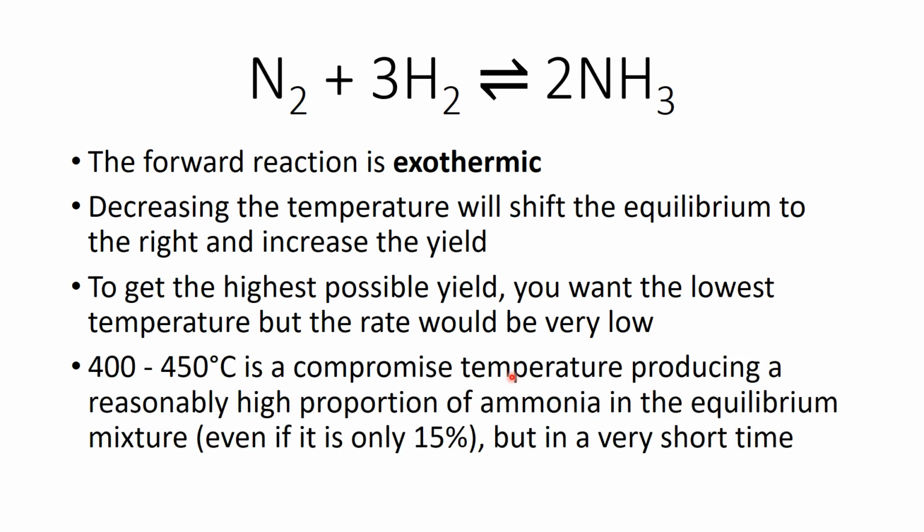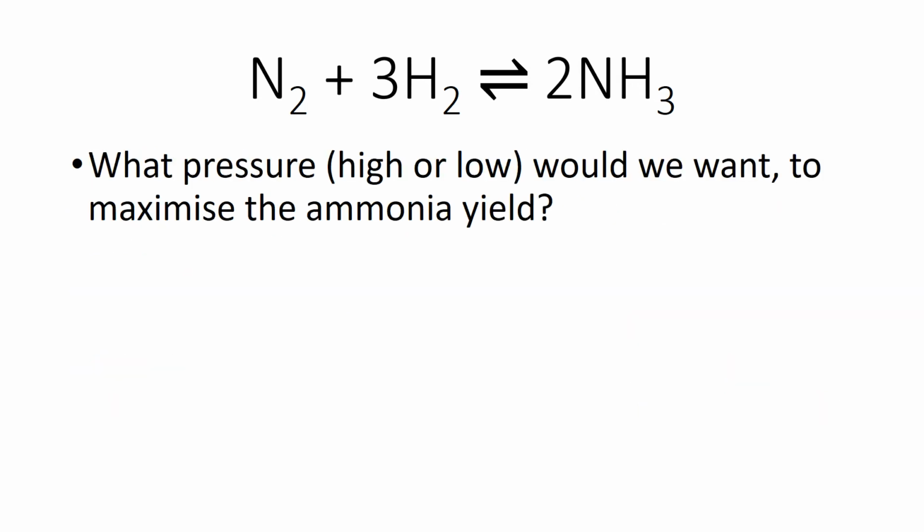So to compromise, a temperature of 400 to 450 degrees Celsius, which sounds high but isn't on an industrial scale, it's a kind of medium temperature, would produce a reasonably high proportion of ammonia, a yield of about 15%, but in an incredibly short period of time. Hence why the nitrogen and hydrogen are recycled, so that over time you get a higher yield by adopting this particular method. Let's look at the pressure then.